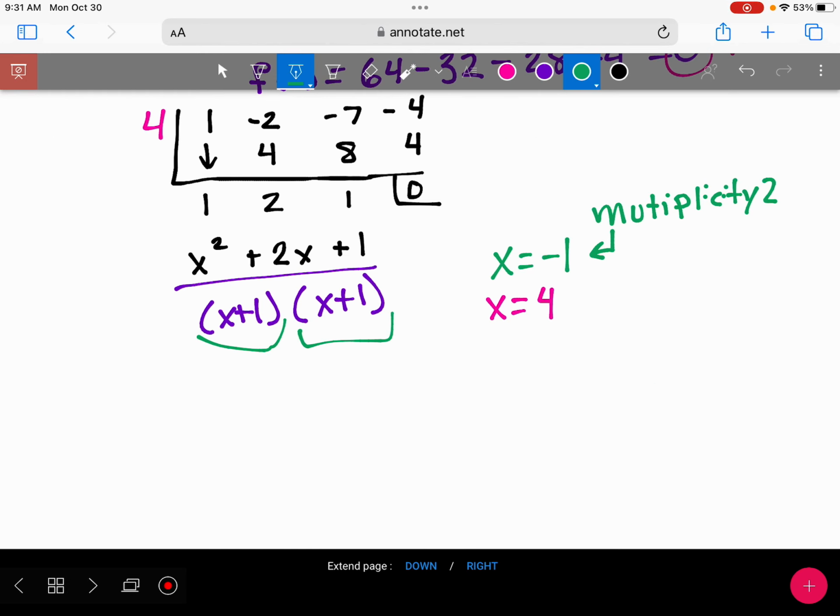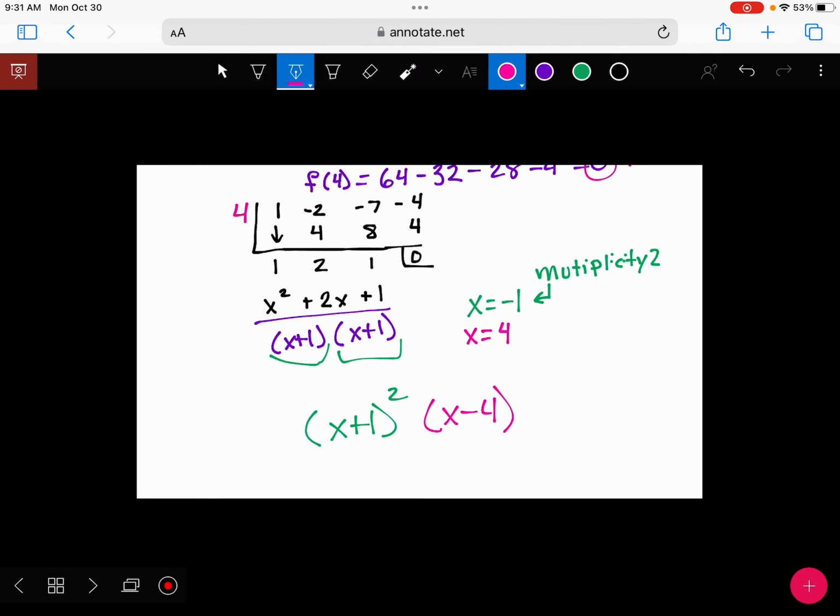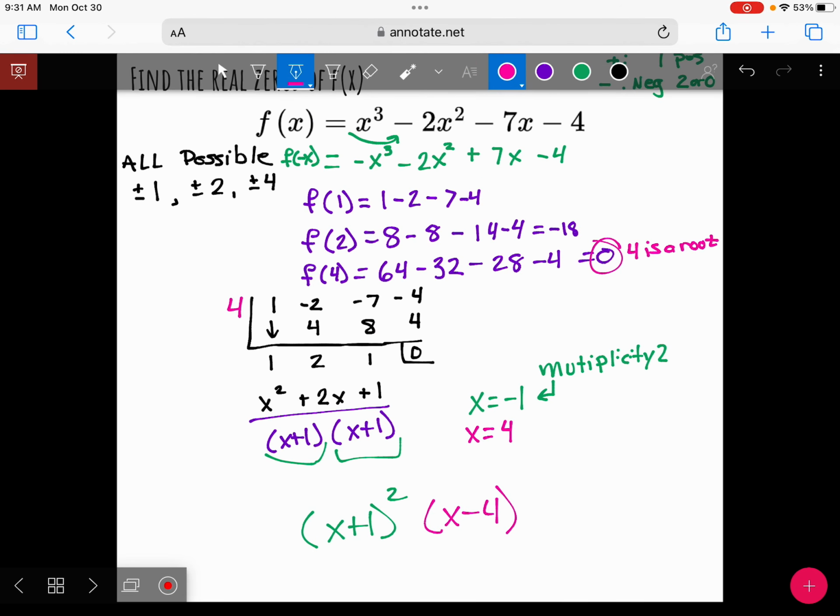We could write this in fully factored form: x plus 1 squared times x minus 4. And we can see that -1 is still in our list of possible real roots. And we got 2 negative roots. Yes, dear. It just means it's a double root. That's exactly what it means.